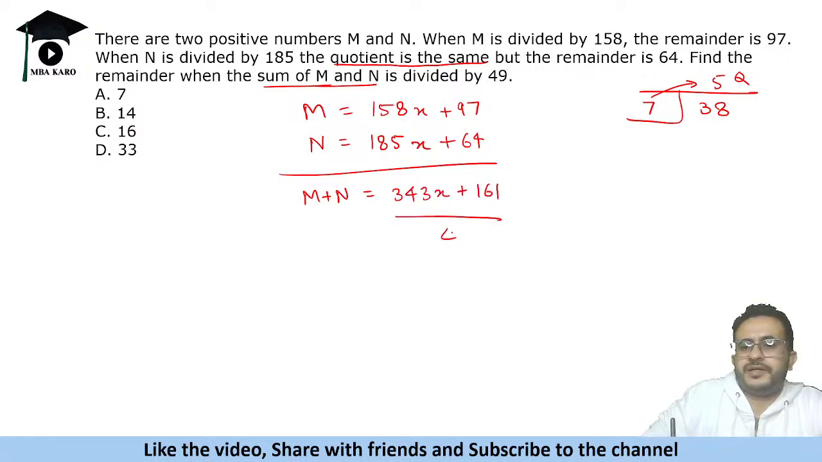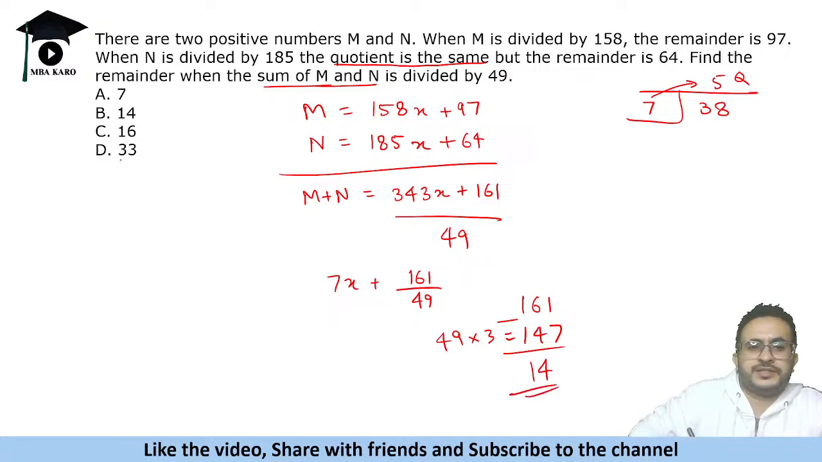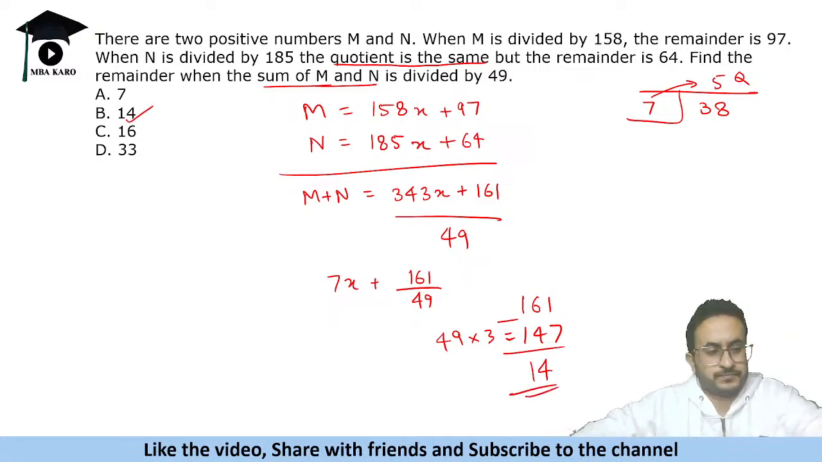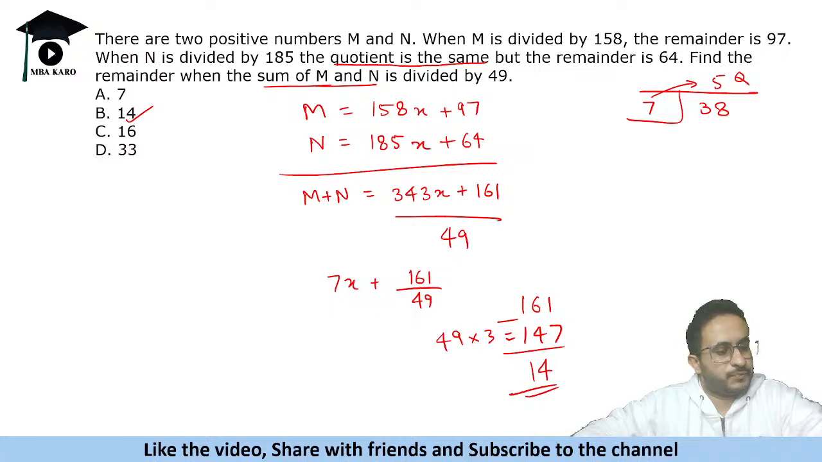You have to divide this by 49. So 343 is divisible by 49. You will get 7x plus 161 divided by 49. What is the remainder? 49 into 3 is 147. And this is 161. Divide, subtract 147, you get 14 as the remainder here. 14 again, basic property of remainders. How do you get remainders? What is division? That is being applied here.